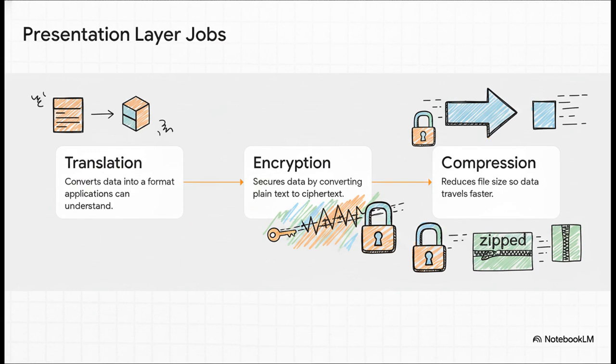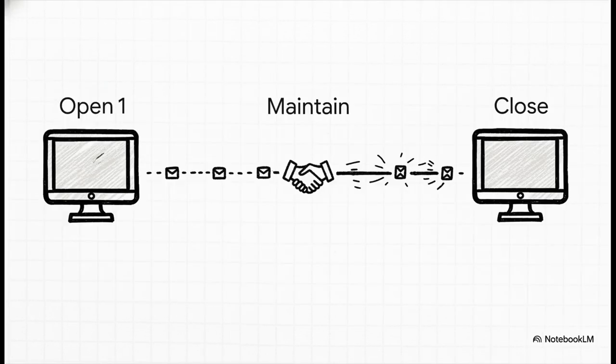It has three critical tasks. First, it does that translation, converting all the data into a standard format that any application can understand. Second, and this is super important for security, it handles encryption, scrambling your sensitive information. And third, it often compresses the data to shrink it down, which means it can travel across the network much, much faster.